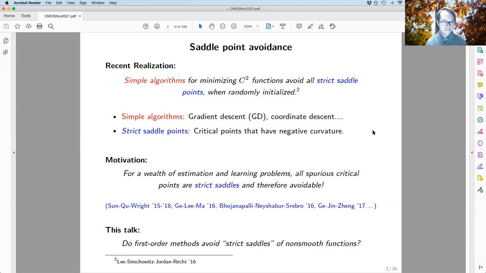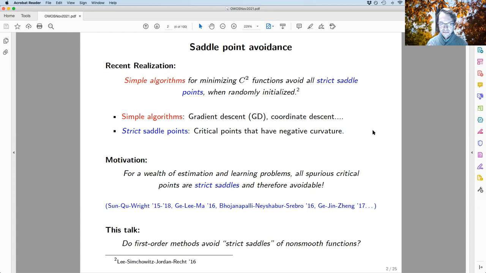Now, what is really known at this point for general non-smooth problems is that eventually you converge to a critical point, not a local minimizer. And really that's the extent of what we know for simple first order methods. All right, so this is what we want to answer.